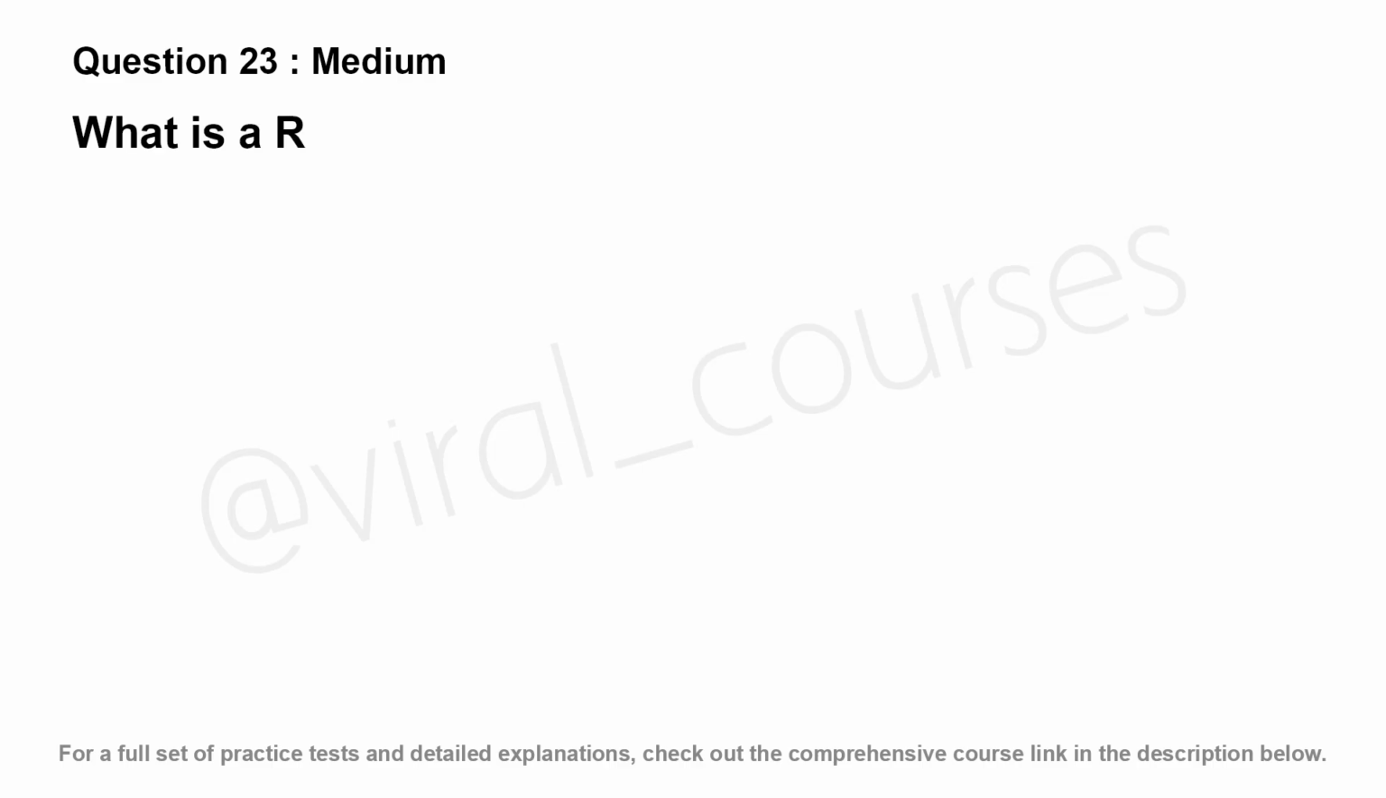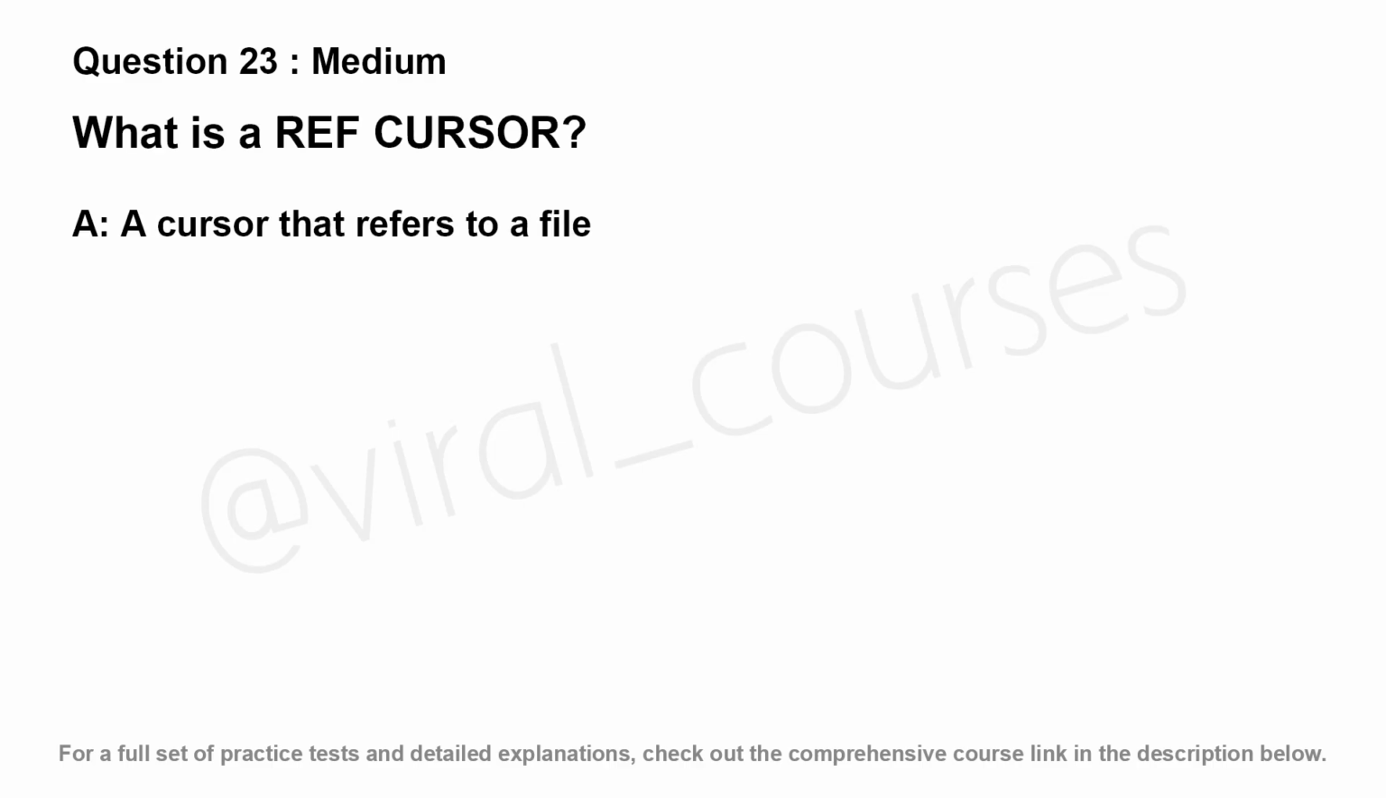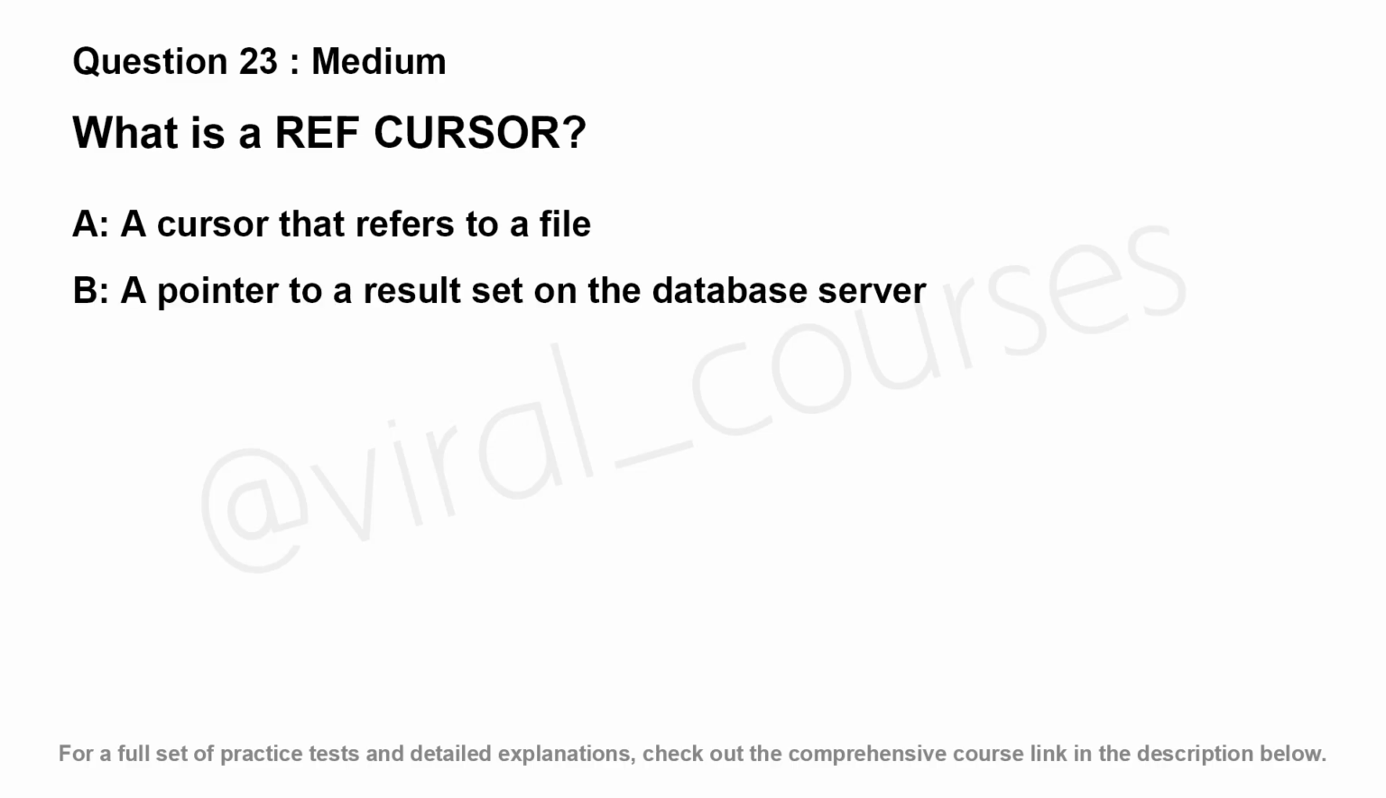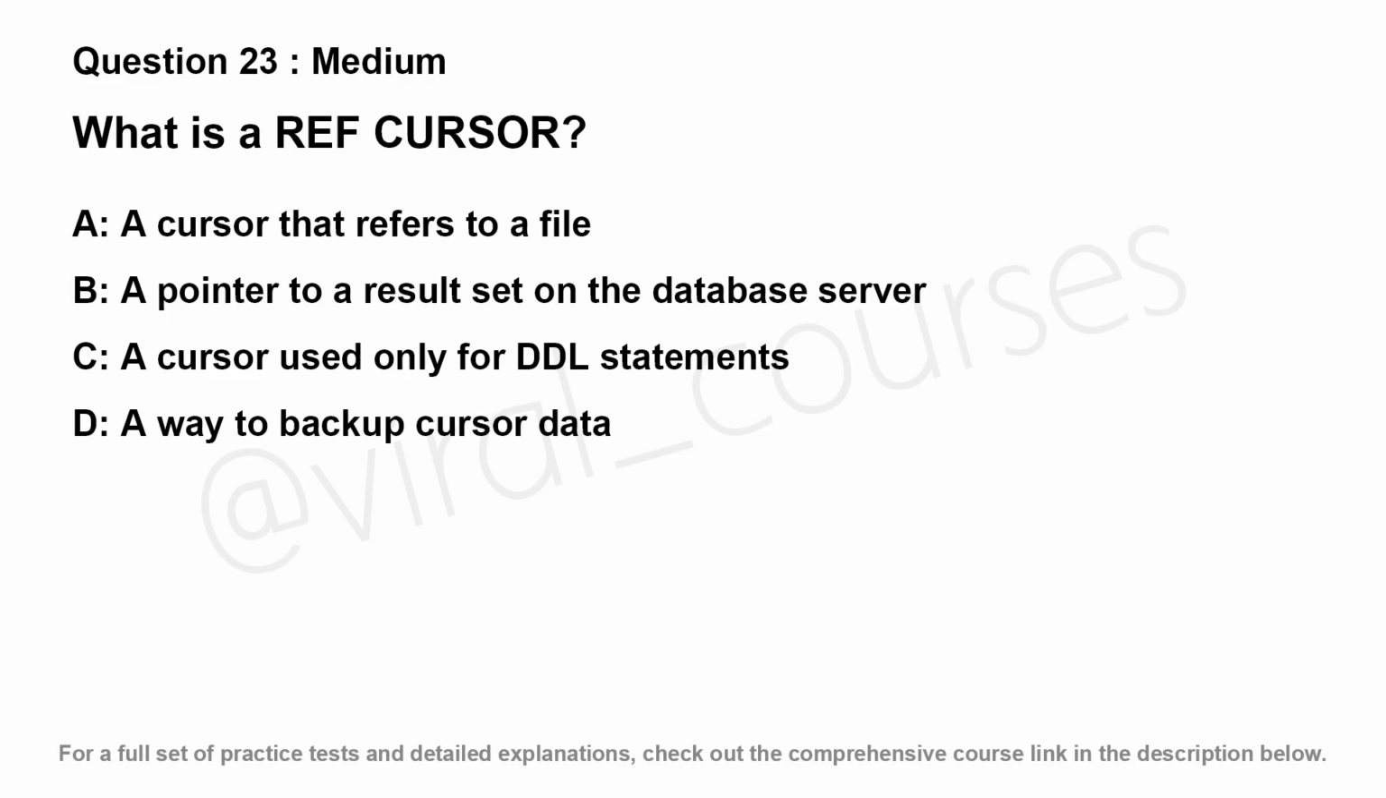What is a REF CURSOR? Option A. A cursor that refers to a file. Option B. A pointer to a result set on the database server. Option C. A cursor used only for DDL statements. Option D. A way to backup cursor data.